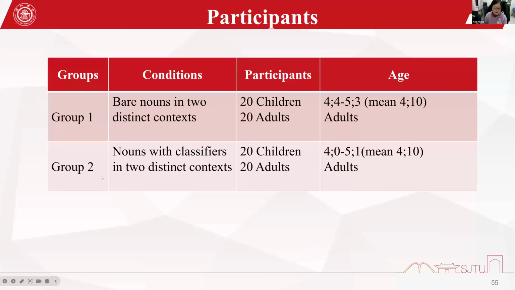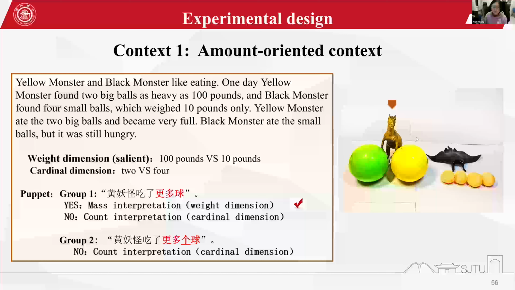And group 2, we test object nouns with the classifiers, again in 2 distinct contexts. And the children are preschool children. Mean age is 4 years old. So we provide 2 distinct contexts. One is we call it amount-oriented context.